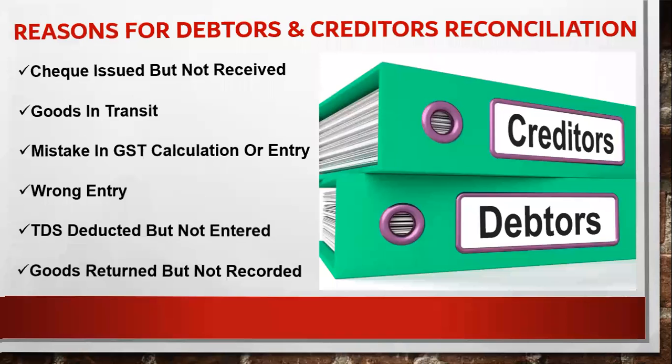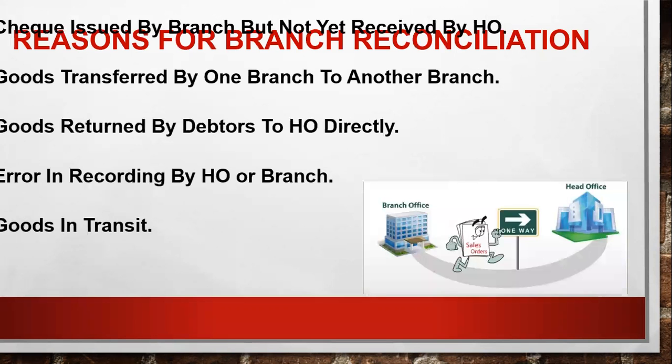Sometimes a wrong entry has been passed. Sometimes TDS is deducted but you have not passed the entry. Or there is an error in recording of amounts, as in the example I gave you, 2 lakh or 20,000. Sometimes it happens that goods are returned by branch debtors directly to the HO. So this is the example, as I told you. This is the data reconciliation. We have seen some examples.